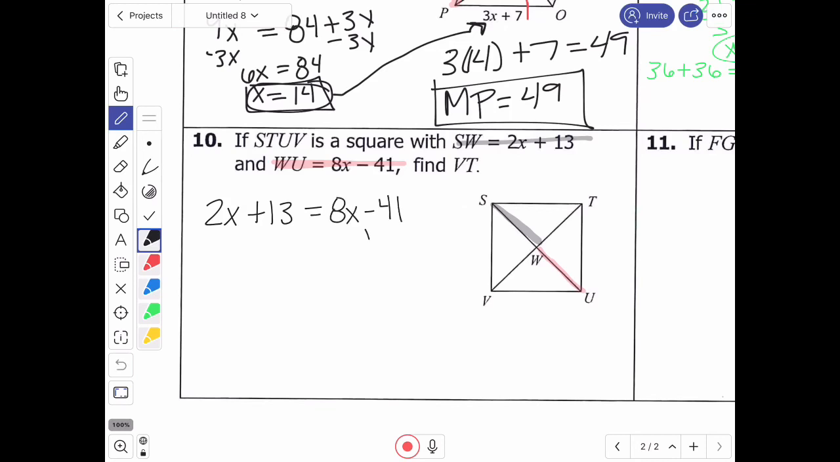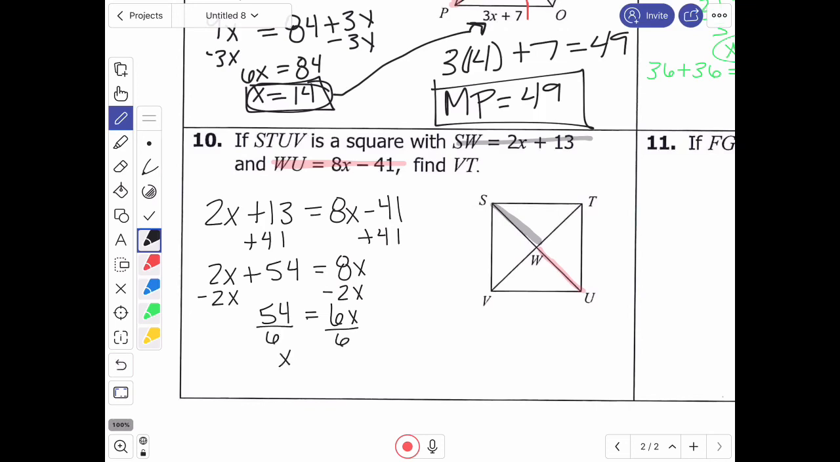So I'm going to add 41. Subtract 2x. And divide by 6. And x equals 9. Oh, that's really bad. So now I need to use that to find VT.